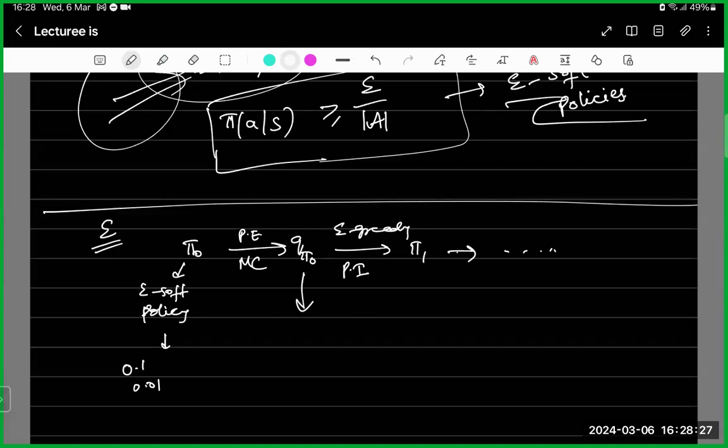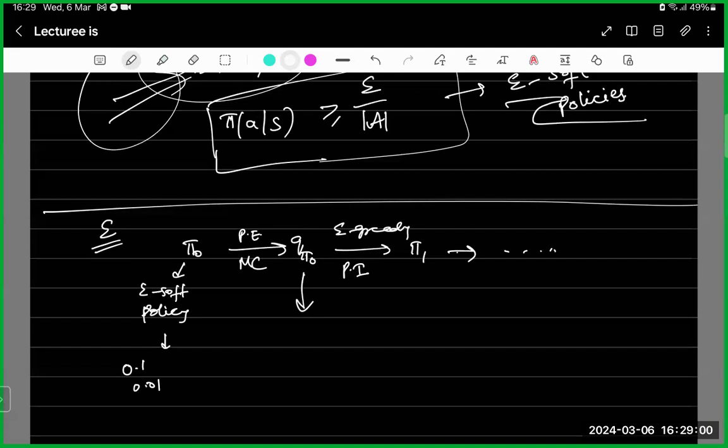Similar to what we did in value iteration, right? You remember what we did in value iteration? We did not estimate v pi naught fully, right? We just estimated v pi naught by doing one Bellman expectation iteration, and after that we simply improved our policy. So this is called generalized policy iteration, where you don't fully estimate your v pi naught or q pi naught. You approximately estimate it, and then you just improve the policy.